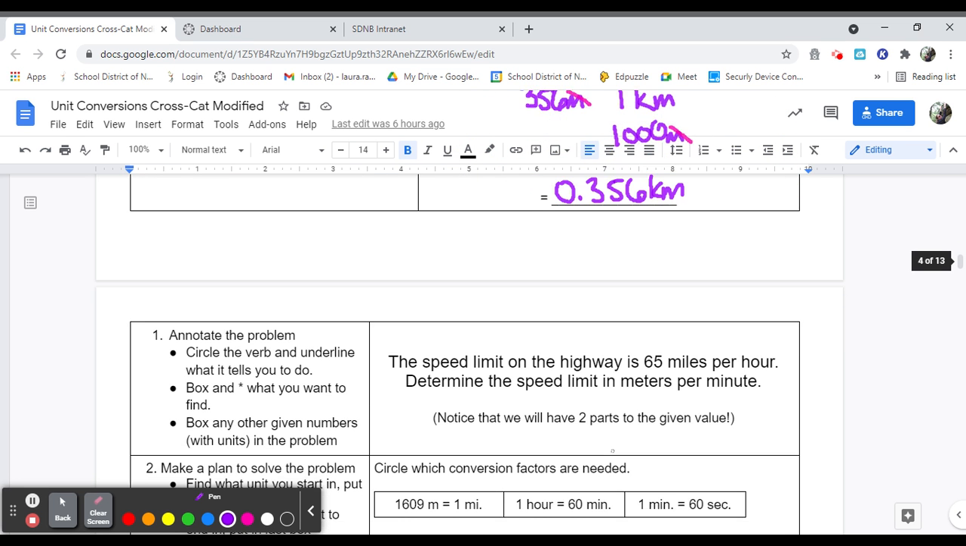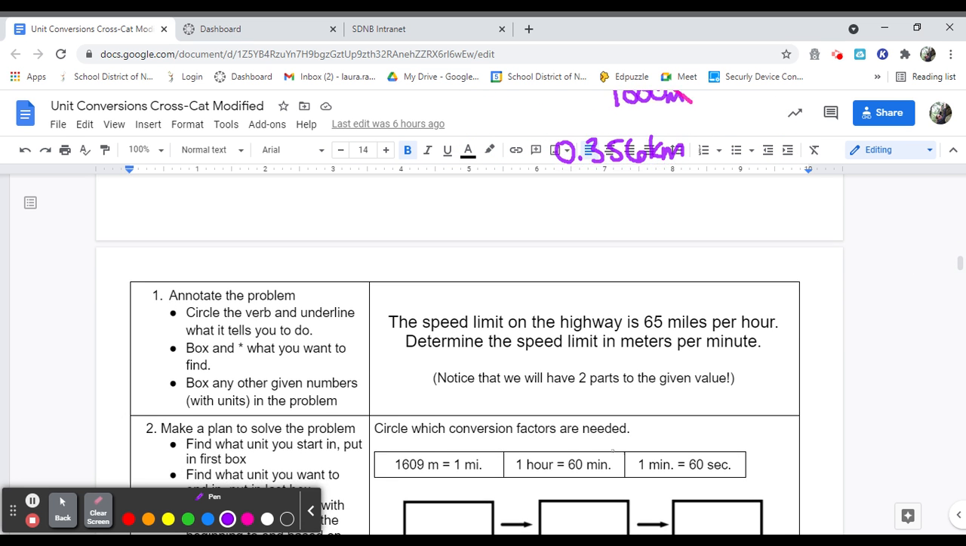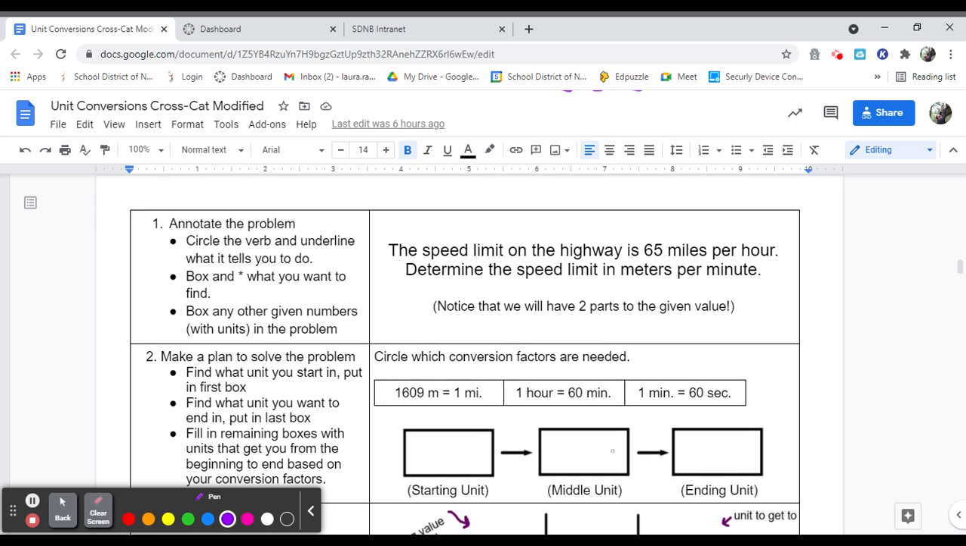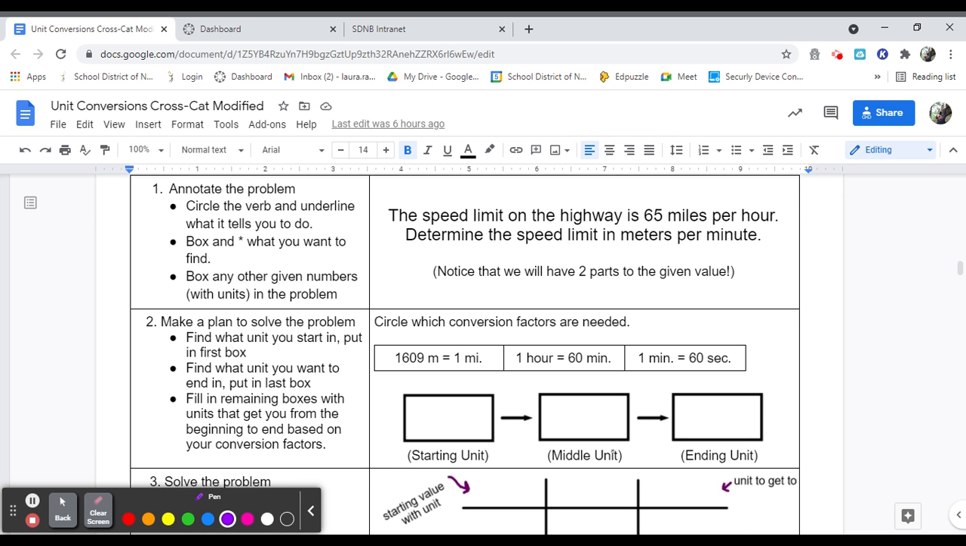Last one we're going to do together. This one's a little trickier. We'll see why in just a minute. The speed limit on the highway is 65 miles per hour. That's a given piece of information. I'm going to put a box around it. Whoop, determine, let's circle that. Determine what? The speed limit in meters per minute.